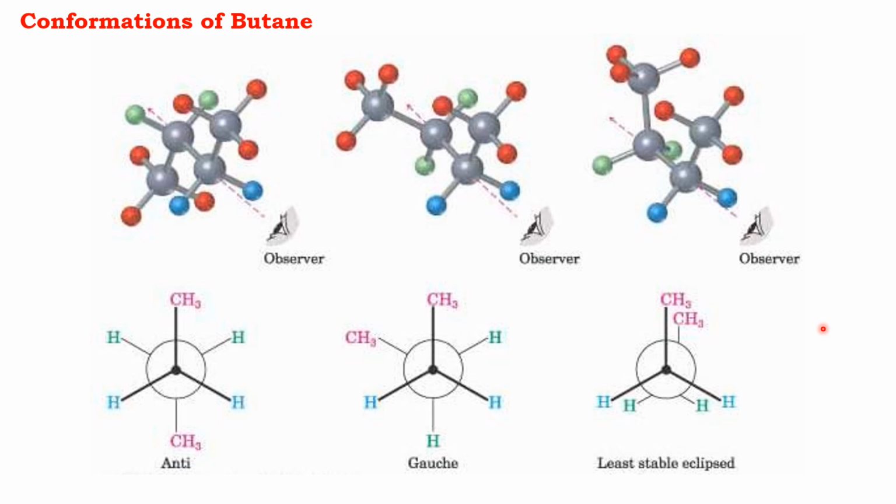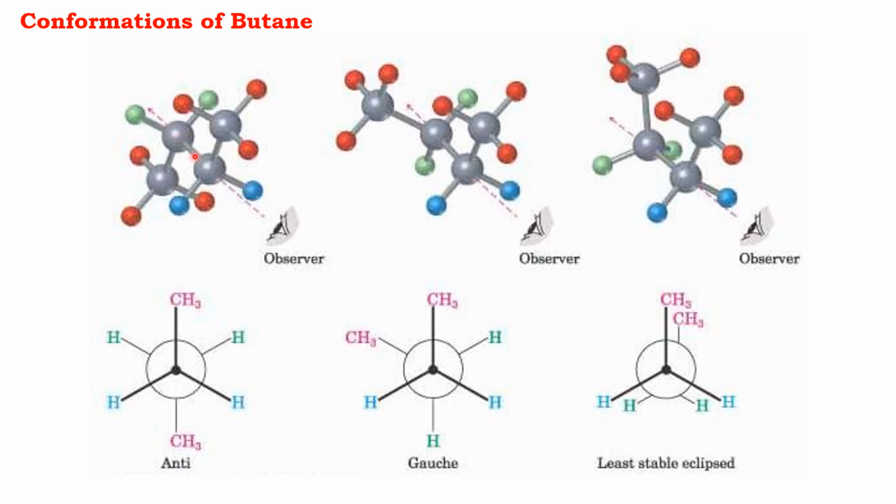Now see here, we are taking the three extreme cases. The first one is the anti form, the anti-conformation of butane. See here, this is the second and third carbon atom, and you are seeing the molecule through this plane.